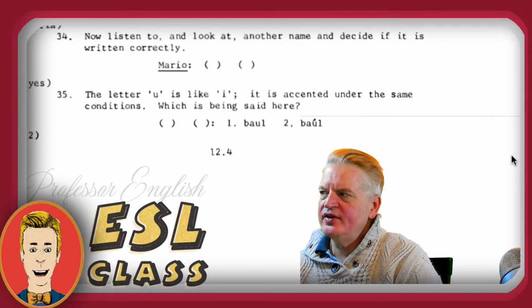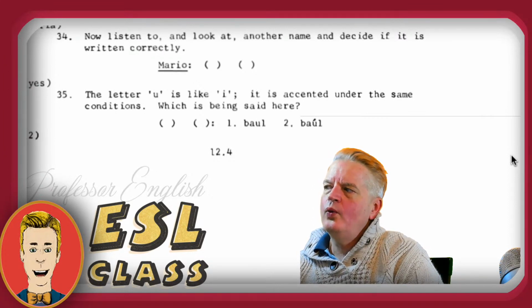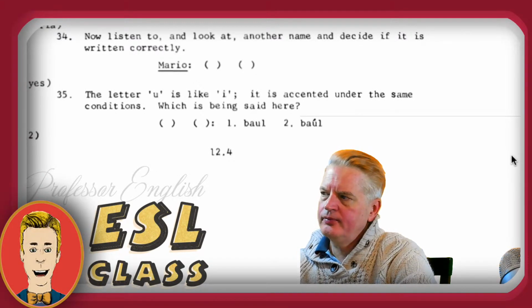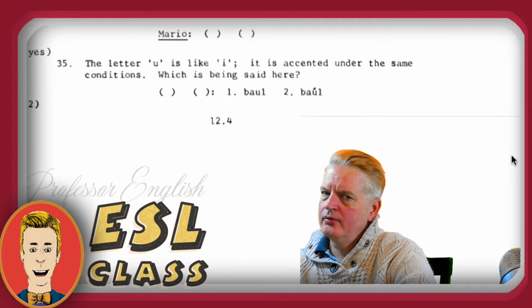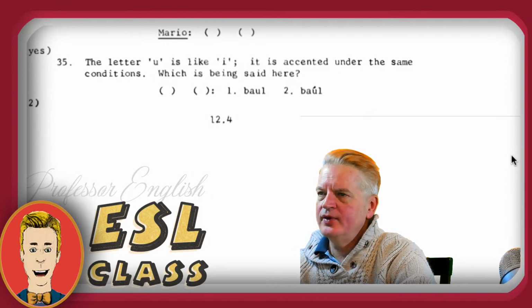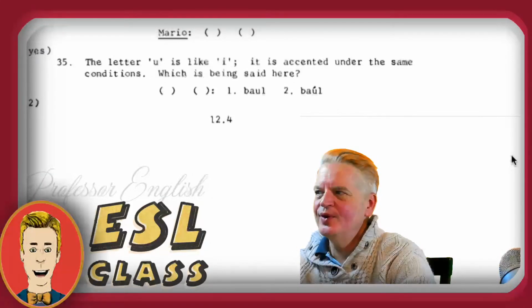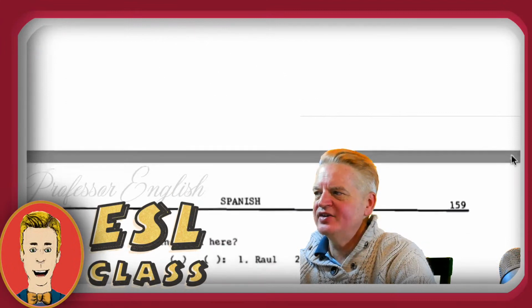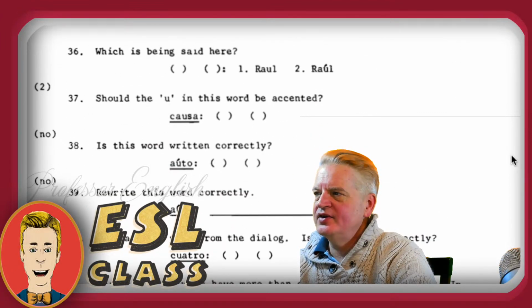Number 35. The letter U is like the letter I. It is accented under the same conditions. Which is being said here? Baúl. The second word, baúl. The most prominent sound is the U, baúl. So you put an accent there, according to this document.